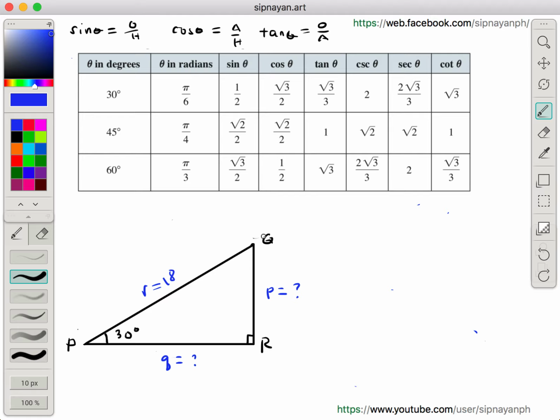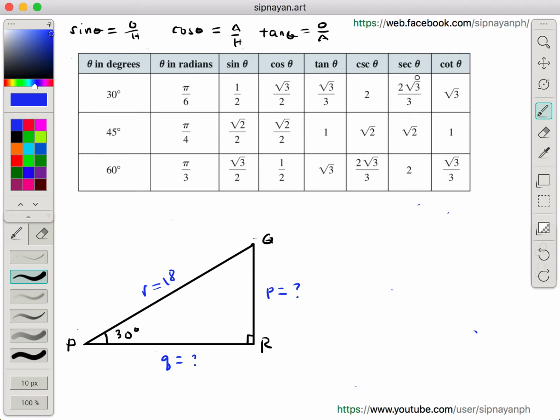Sa mga previous videos, kung sinusundan ninyo itong series natin, pinag-aralan na natin yung mga different trigonometric ratios. Meron tayong sine, cosine, tangent, cosecant, secant, tsaka cotangent. So in this video, ang gagawin natin is i-apply natin itong mga trigonometric ratios na ito to find the angles and sides of a triangle.